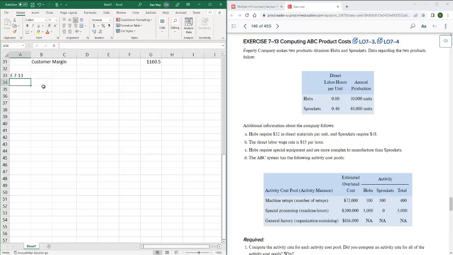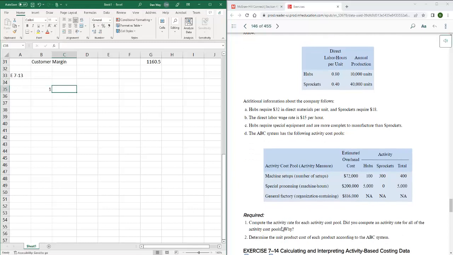Okay, so first up here, it said, compute the activity rate for each activity cost pool. Did you compute an activity rate for all of the activity cost pools, and why? So I guess I kind of tipped my hand on that one, but let's find out the activity rate for the other 2 activity cost pools, and then we'll come back to that third point.